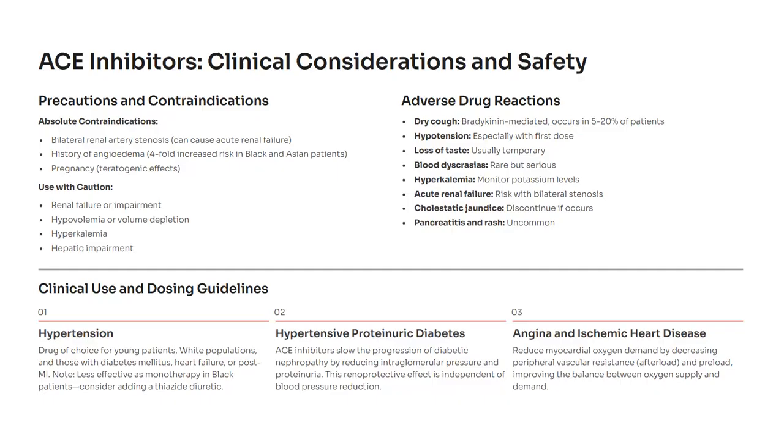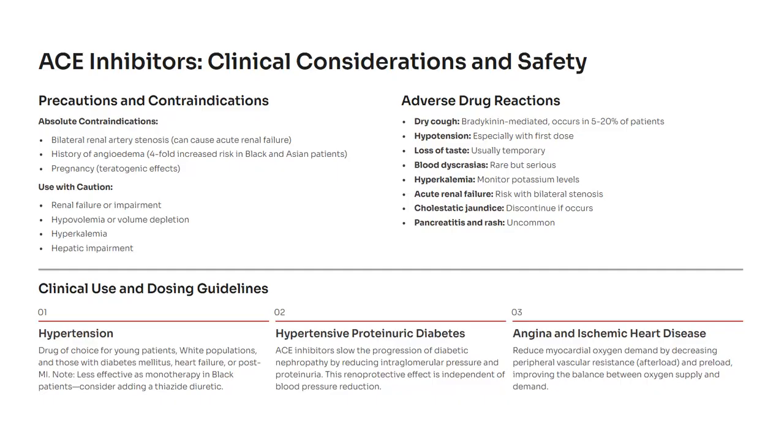If they have bilateral renal artery stenosis, that can cause acute renal failure. So we're not going to give them an ACE inhibitor. Then you're going to be very careful for patients who have hyperkalemia, if they have any problems with their liver, if they have a problem with hypovolemia or volume depletion, if they have renal failure or impairment, then we're going to be careful.